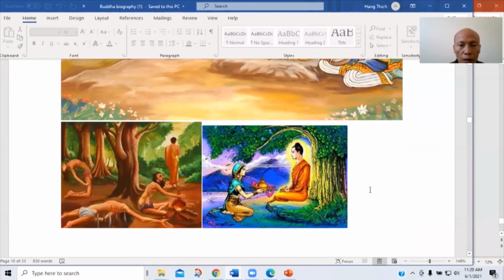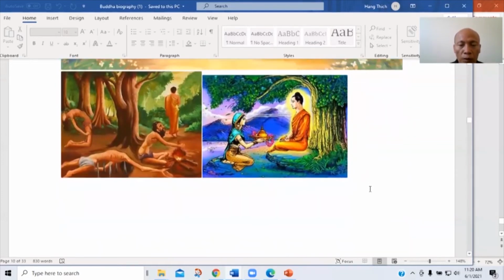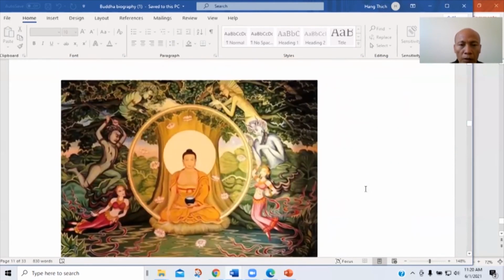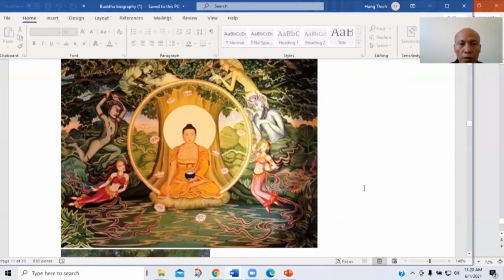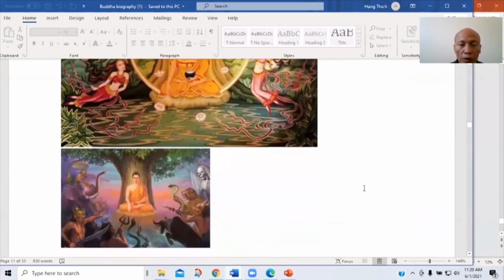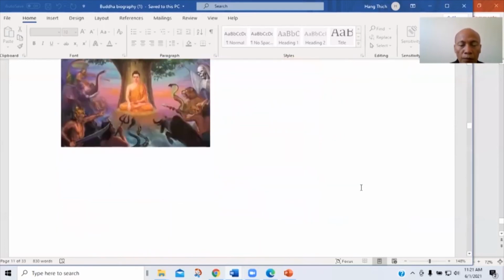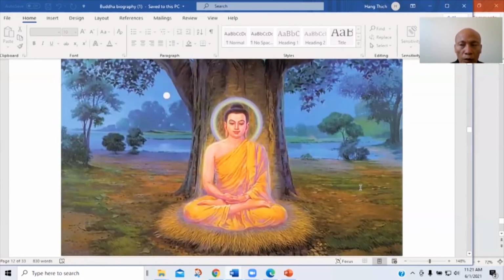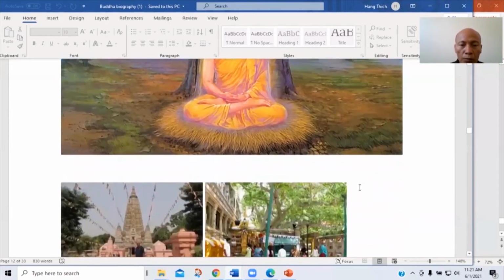So when he got the offering from a young lady, the rice soup, he regained his strength to sit under the Bodhi tree, such as here, and he made the vow to sit there until his enlightenment. And of course, all kinds of demonic challenges came to test his will or destroy his determination, but he still kept his determination to practice. According to legend, Mara, the god of death, sent all kinds of armies to disturb the Buddha, but eventually he won all of the challenges, internally and externally, to become the enlightened Buddha.